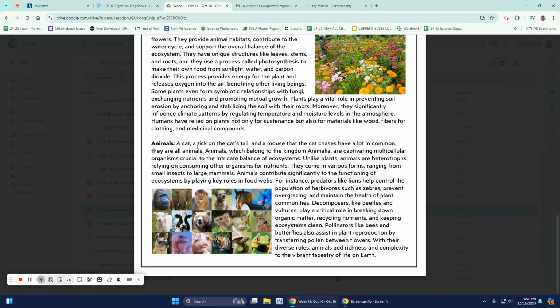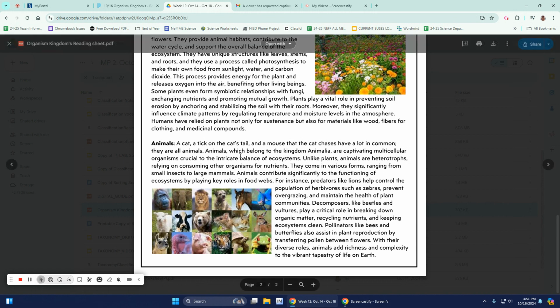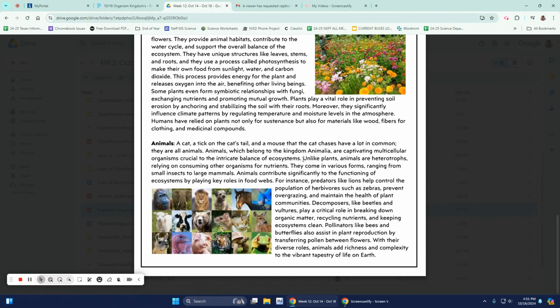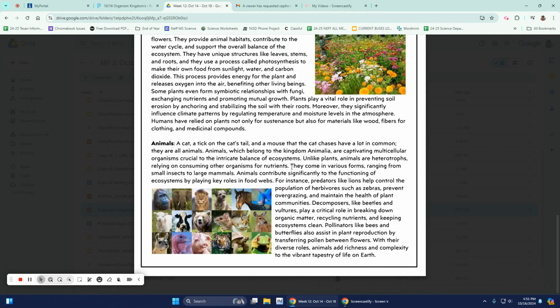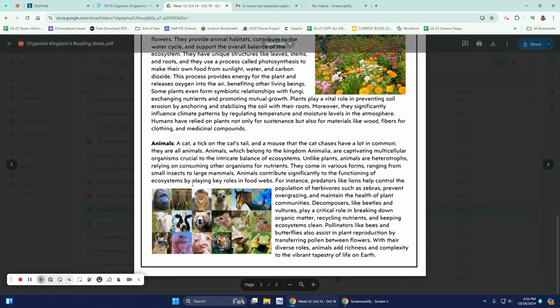A cat, a tick on the cat's tail, and a mouse that the cat chases have a lot in common. They're all animals. Animals, which belong to the kingdom Animalia, are captivating multicellular organisms crucial to the intricate balance of the ecosystems. Unlike plants, animals are heterotrophs, relying on consuming other organisms for nutrients. They come in various forms, ranging from small insects to large mammals.